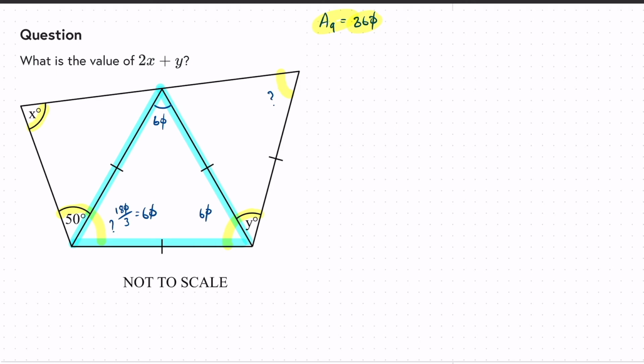Okay, so with that in mind, let's put down as much information as we can. Well, the angles of the quadrilateral, 360, is equal to x plus 50, I'll try and keep them together as much as possible, plus y, plus 60. That's my corner in the bottom left. Bottom right corner is 60 plus y. And the top right corner, I don't know.